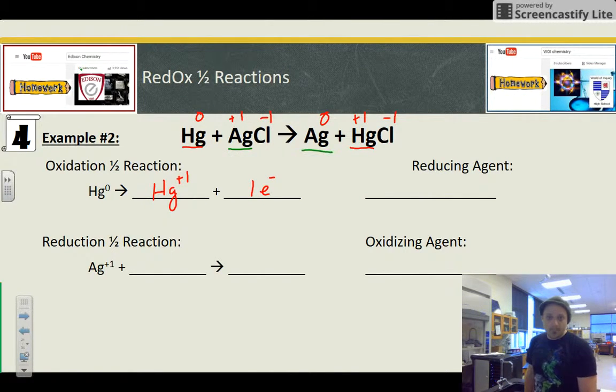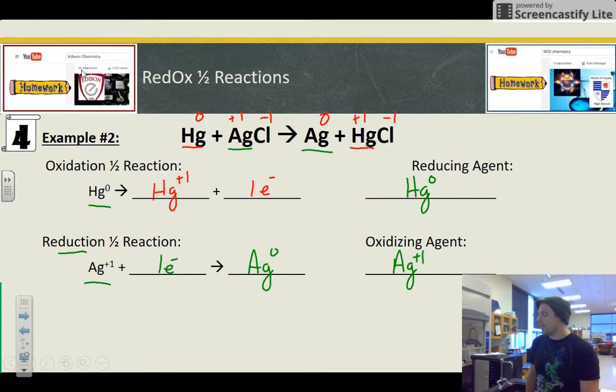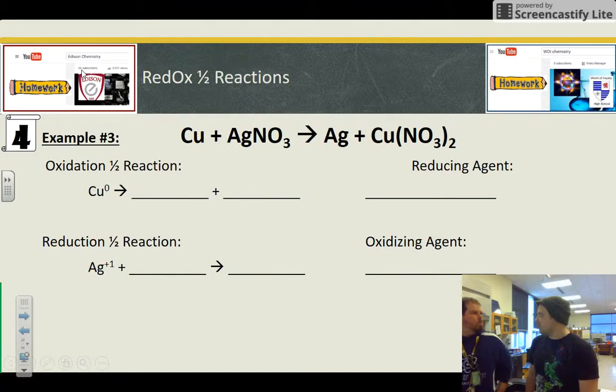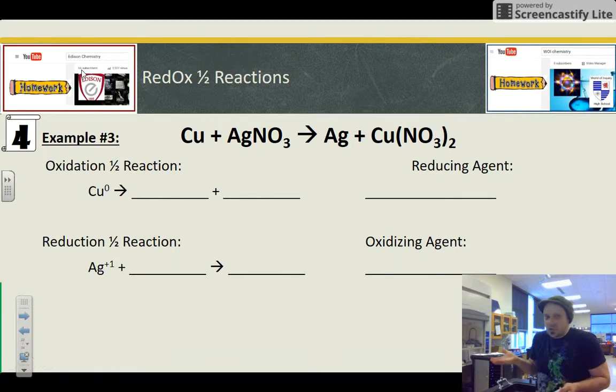Then he's got to look at the other one. Ag+1 goes to Ag0. Too many G's in this one. And then +1 to 0, so 1 electron. Okay, Hg0 is being oxidized, so it must be the reducing agent. And if Ag+1 is being reduced, it must be the oxidizing agent. Remember, we only pick those agents off of the reactant side. No product will ever be an agent, because these are one-direction reactions. They are not equilibriums. So it's not going to work like that.